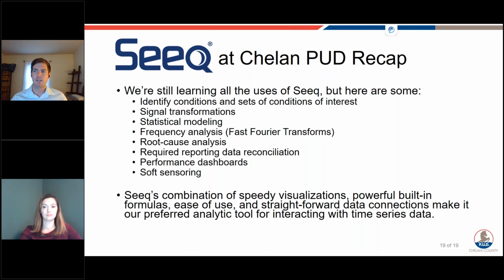And so here's our endorsement. Seeq's combination of speedy visualizations, powerful built-in formulas, ease of use, and straightforward data connections make it our preferred analytic tool for interacting with time series data. That's all. Thanks.